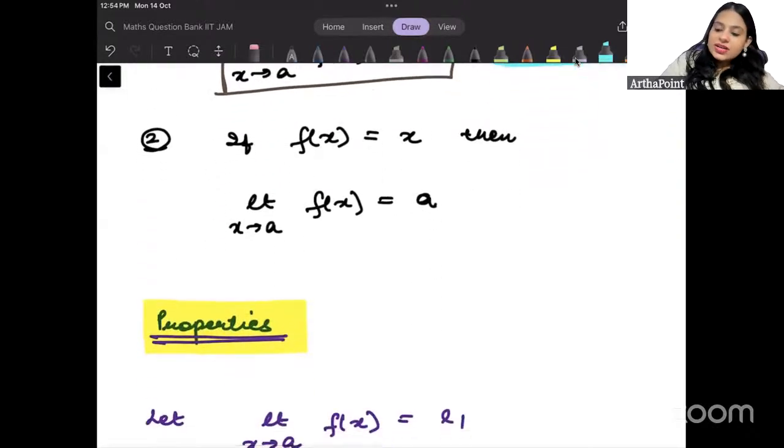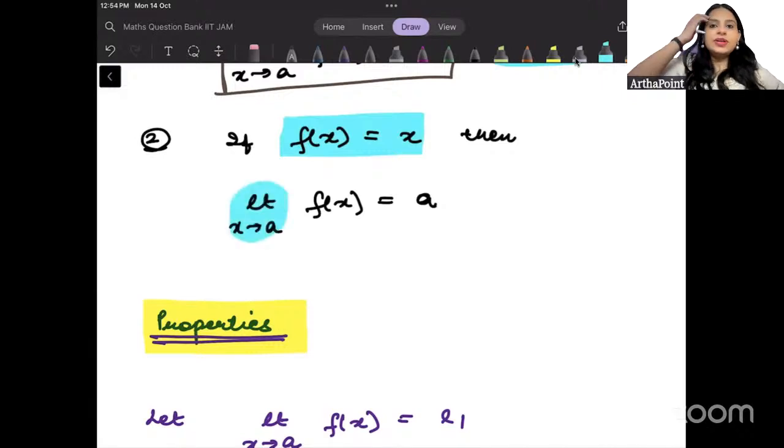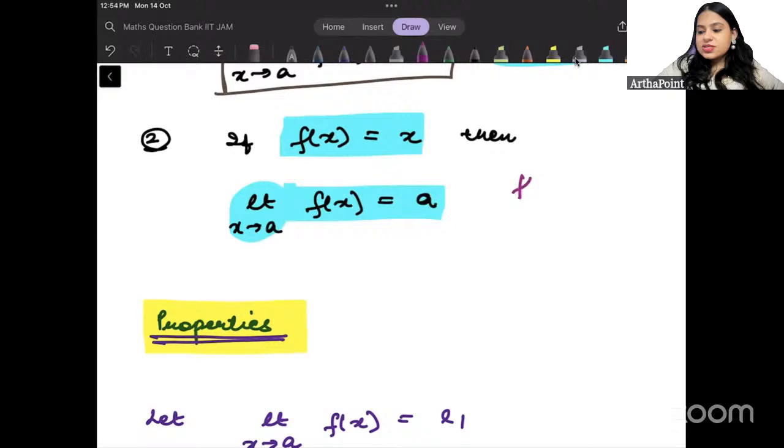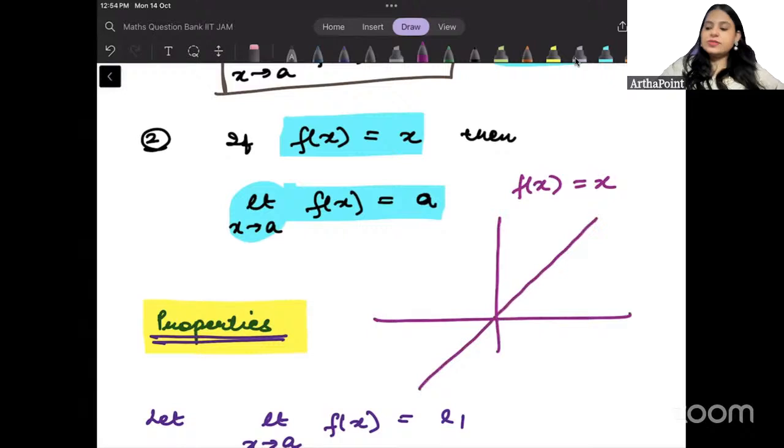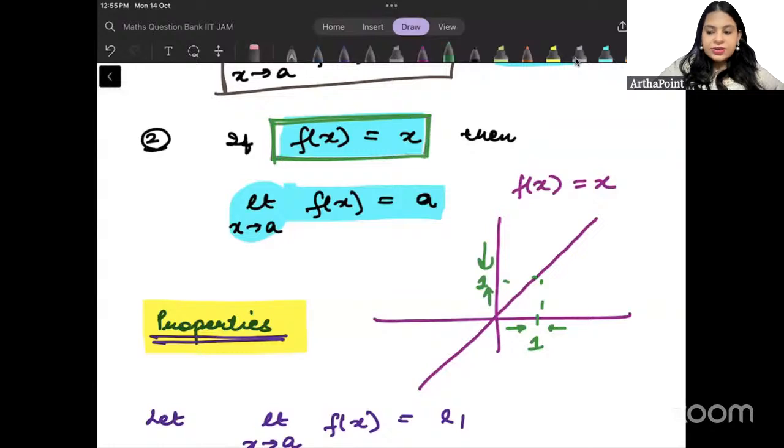Another property here is that if f(x) is a straight line, if it is just f(x) is equal to x, then whenever you take a limit, that will become the value of the function. And that's very simple to understand. f(x) is equal to x means you are talking about a line like this, right? So whenever you approach any number here, suppose you approach 1, here also you will be approaching that number, 1 itself, right?